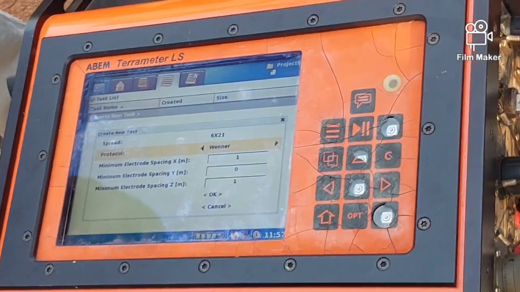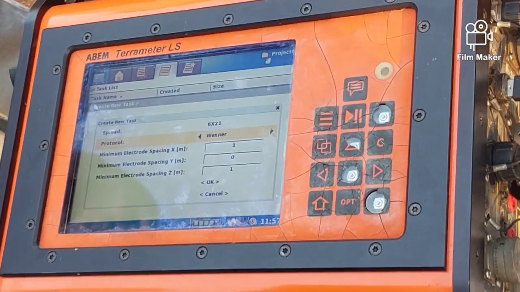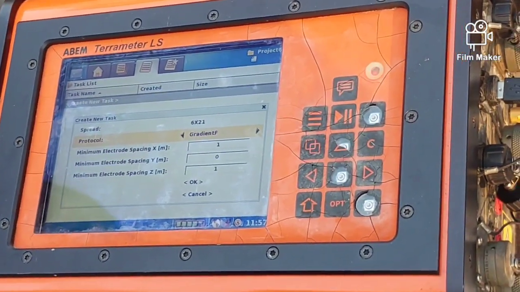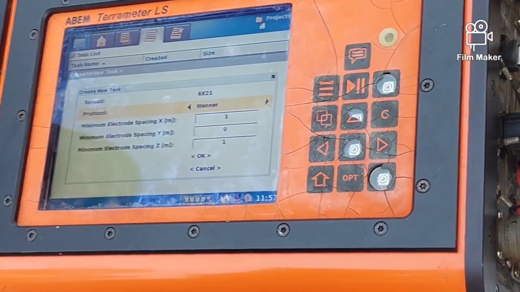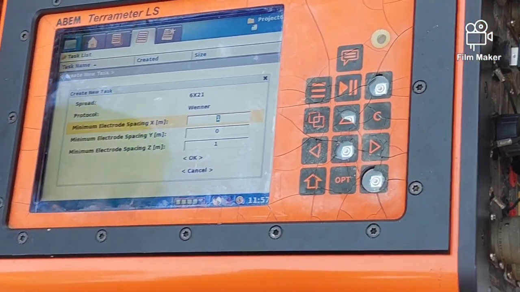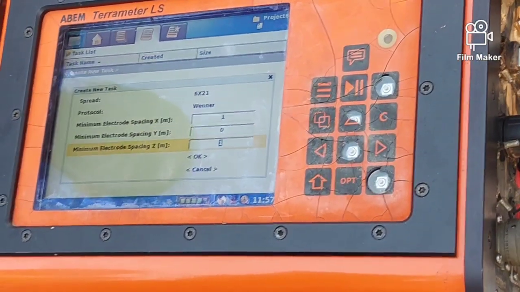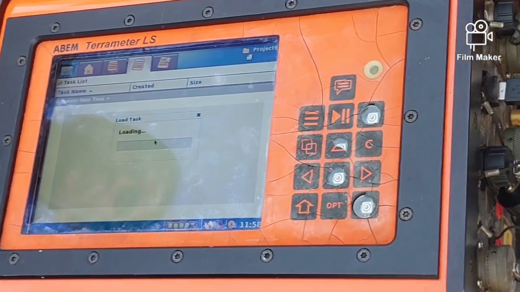Basically, for civil engineering you need Wenner, either Wenner or maximum dipole. Gradient you don't need; you need dipole, Schlumberger, or Wenner. We are choosing Wenner now. Okay? And what is the electrode spacing? In the x direction it is 1 meter, in y it is 0, and in z it is also 0. Then we are okay.